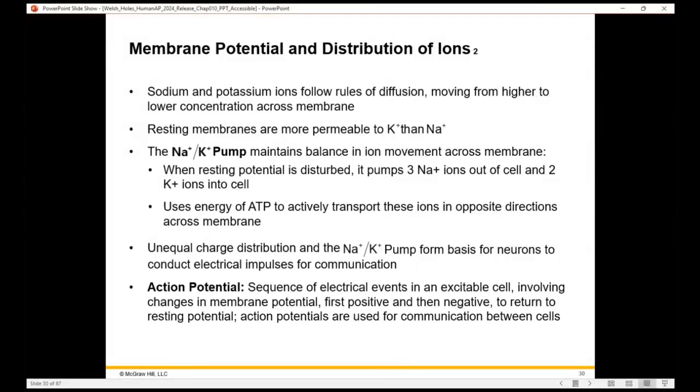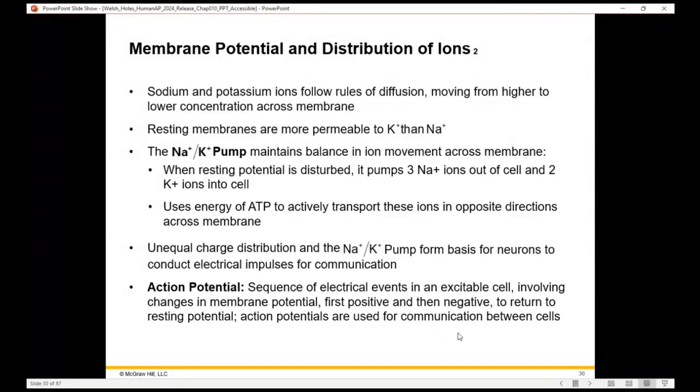The sodium-potassium pump maintains a balance in ion movement across the membrane. When resting potential is disturbed, it pumps 3 sodium ions out of the cell and 2 potassium ions into the cell. It uses energy of ATP to actively transport these ions in opposite directions across the membrane. Unequal charge distribution and the sodium-potassium pump form the basis for neurons to conduct electrical impulses for communication.